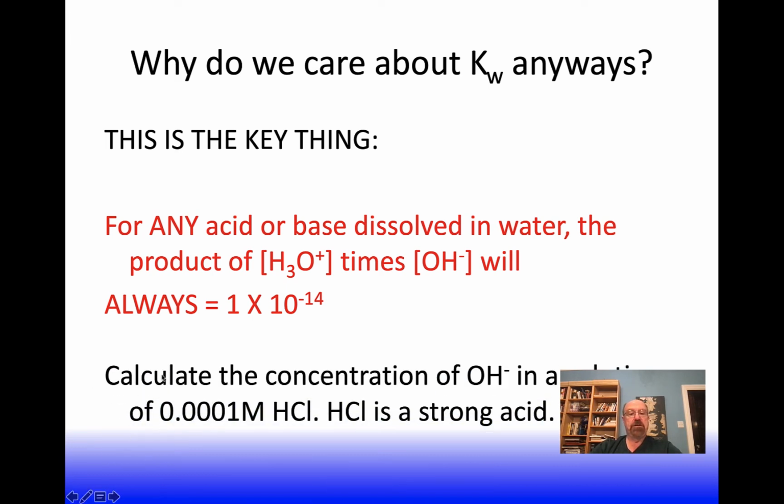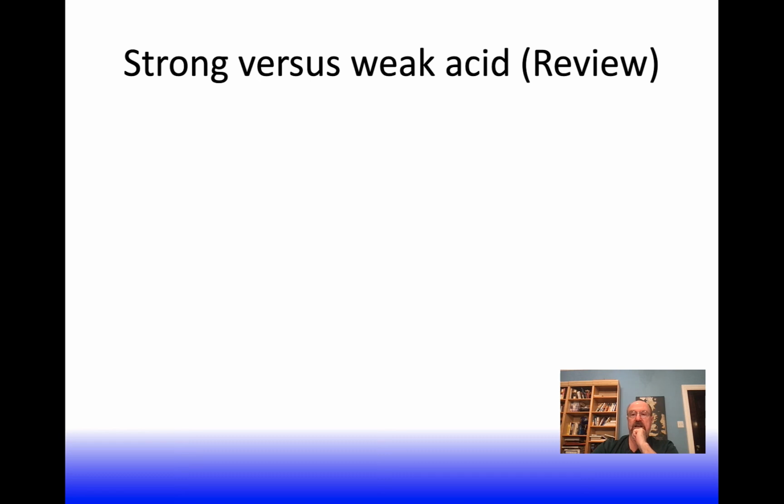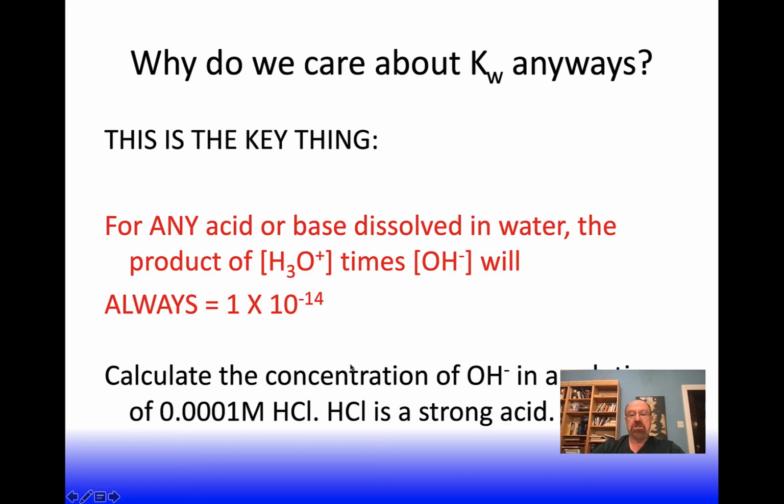For instance, calculate the concentration of hydroxide ion in a solution of 0.0001 molar HCl. Now, HCl is a strong acid. There are some slides at the end that remind you of strong and weak acids and bases. All right, so how can we figure this out? Well, let's look at the equation that we have.